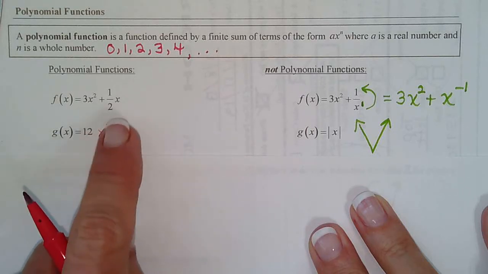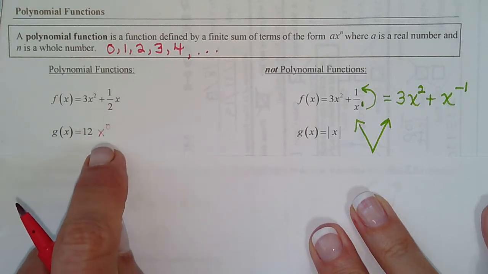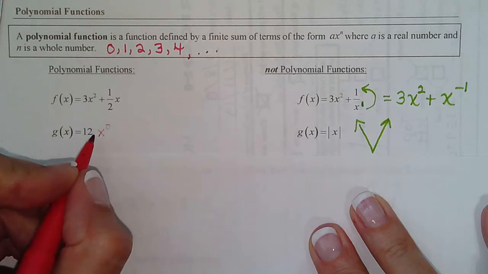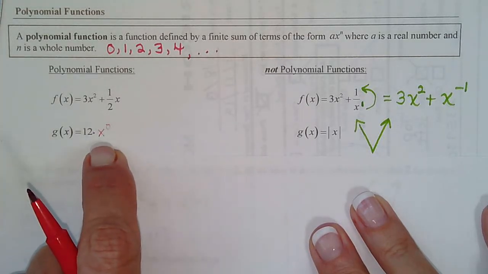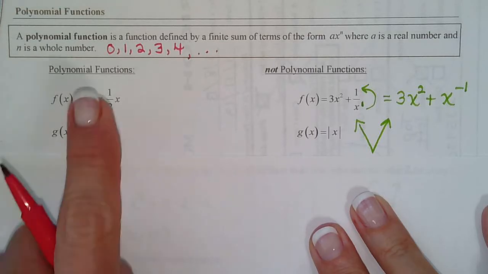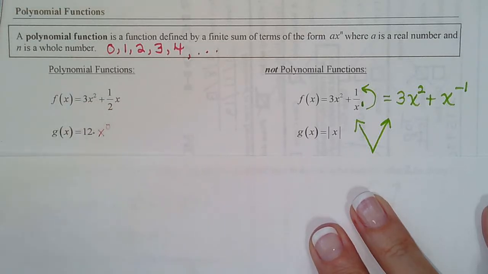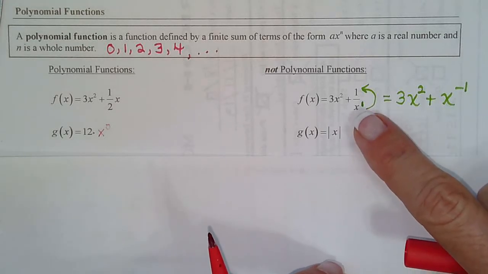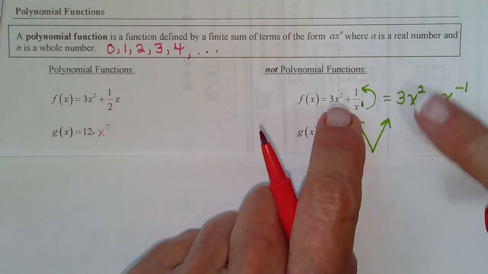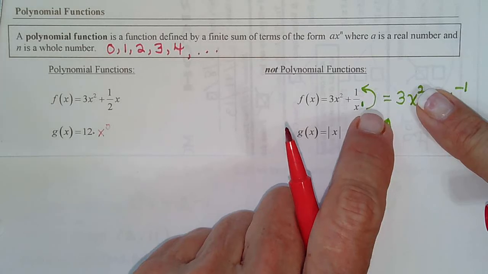Remember in the last section, 4.1, we learn anything to the 0th is 1. So 12 times 1 is 12. So anytime the exponent's 0, we just don't write it because that means it's just a 1. So 0 is a whole number, so that would be considered a polynomial. But here's some things that aren't polynomials. So you look at the exponents and you go, well, that's a 2 and that's a 1.